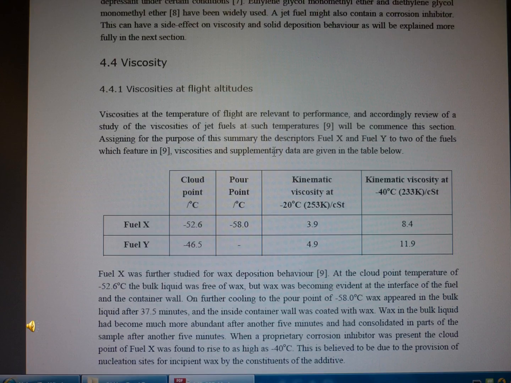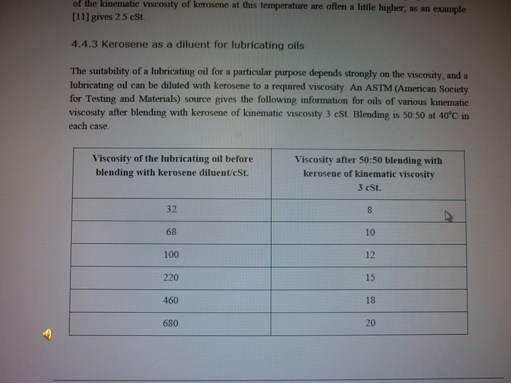Viscosity at the temperature of flight is relevant to performing a review of the steady viscosity of jet fuels. So the fuel is pure wine, cloud point, pour point, kinematic viscosity. Those things you can see in this table. The table shows the jet fuel properties depending on the altitude at which the jet is flying.